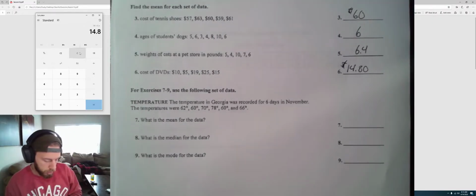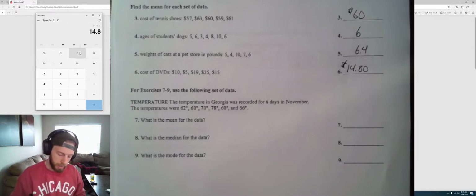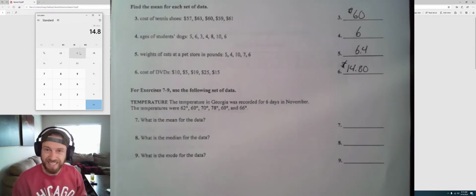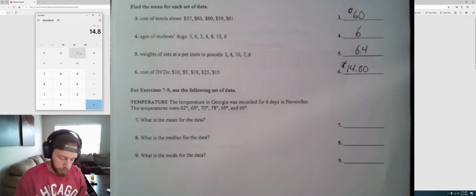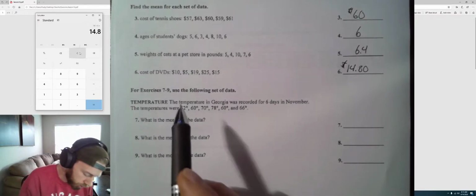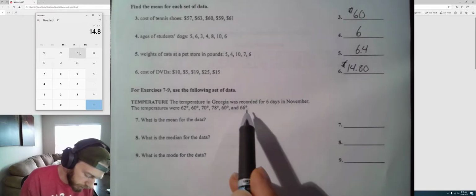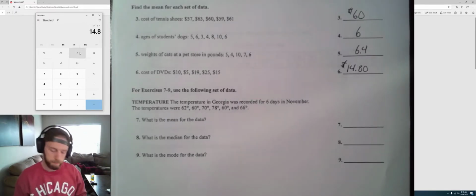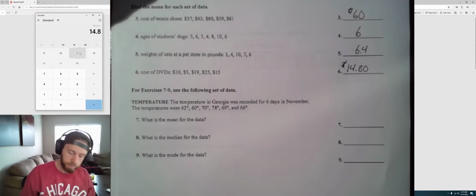Down here at the bottom for questions 7 through 9, we're going to use the following set of data. The temperature in Georgia was recorded for 6 days in November. Temperatures were 62, 60, 70, 78, 60, and 66. That's a total of 1, 2, 3, 4, 5, 6 pieces of data. It says, what is the mean for this set of data?